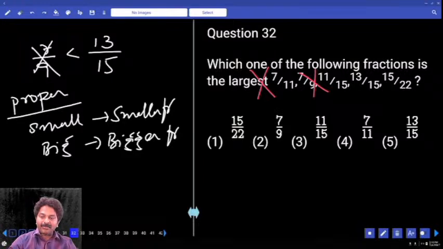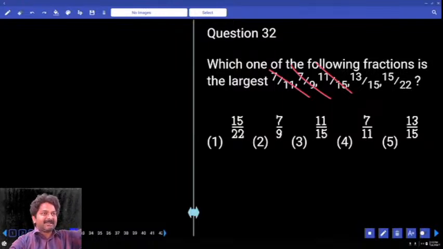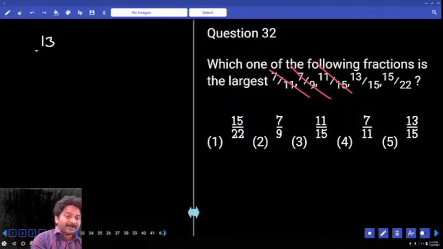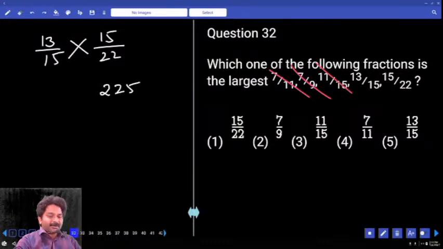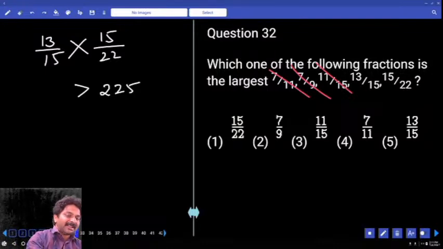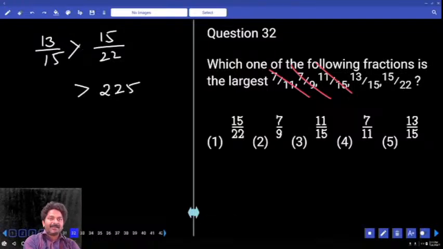Now what is eliminated? 7 by 9. So 1, 2, 3, these 3 are eliminated. Out of these 2, none are the same. Numerators are different, denominators are different, and the difference between numerator and denominator is also different. Now comes cross multiplication. If you want to compare 2 fractions, use cross multiplication. 15 15s is 225. Here you need to multiply 13 with 22, which is definitely more than 225. So 13 by 15 is greater than 15 by 22.